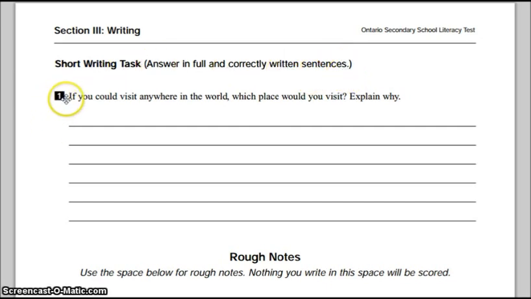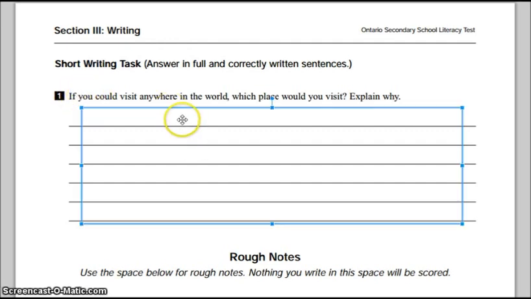Okay, here we go. If you could visit anywhere in the world, which place would you visit? Explain why. Alright, there's two parts to this particular question. And a lot of students skip the second part, but it's right here. Explain why. That's very important. Notice it's you. So you've got to pick a place. You've got to explain why, but it's very important that when you explain why, it's about you. This question is all about you. So let's give it a go, shall we?